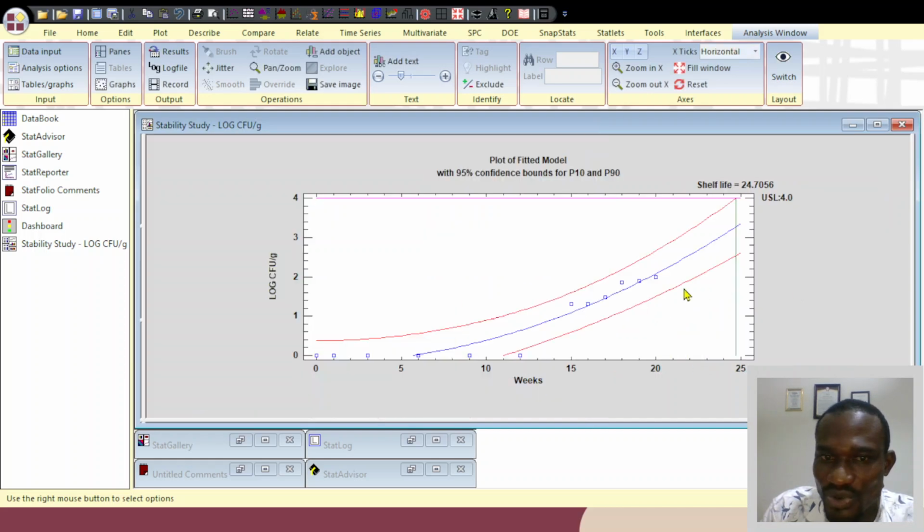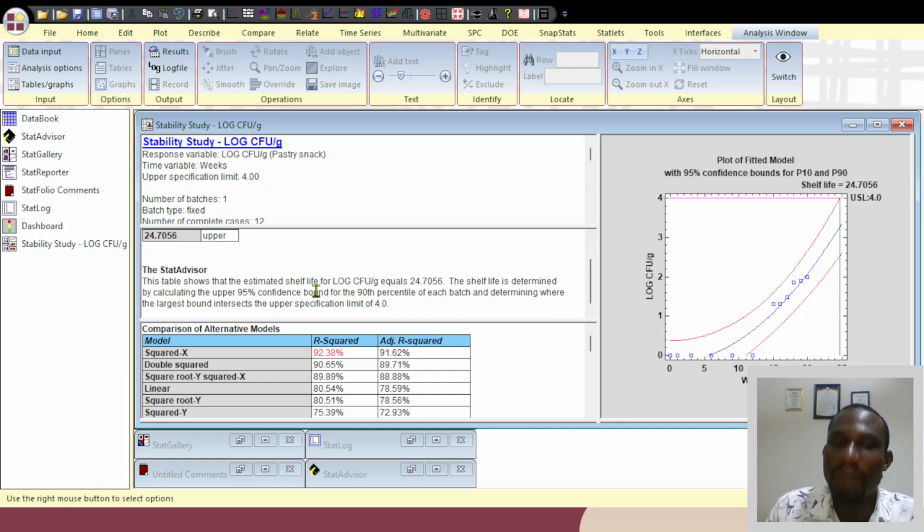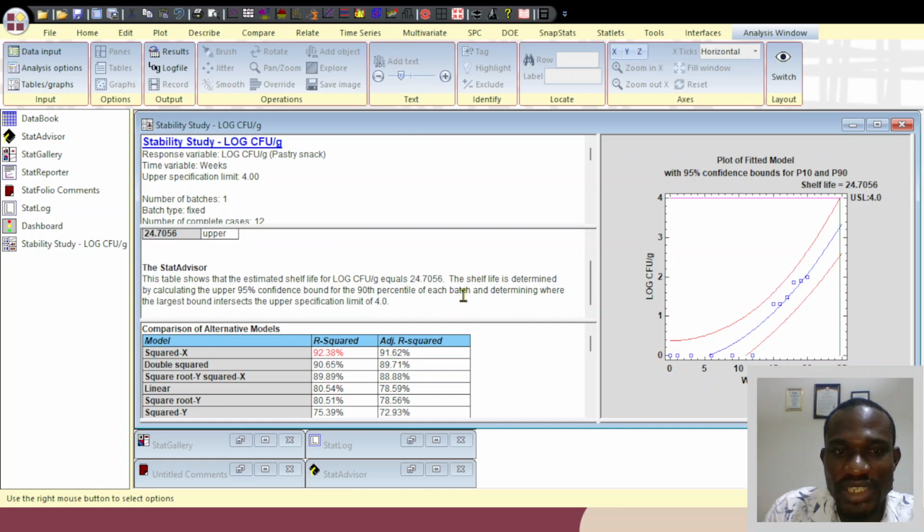This is a new model. And you would realize that it reduces the shelf life, but that gives you a better estimation of the shelf life than using the linear model. So 24.7056 weeks is the shelf life for the product.